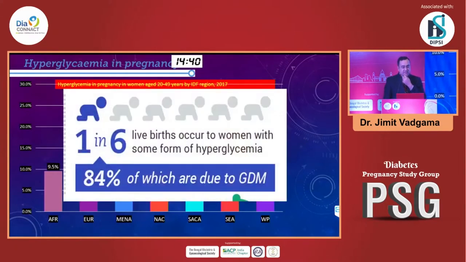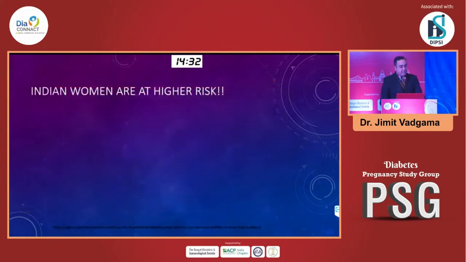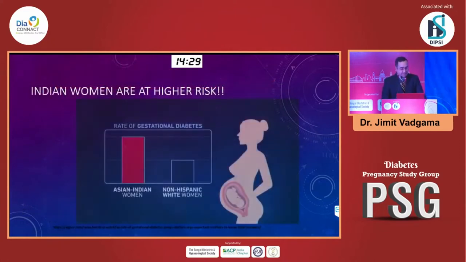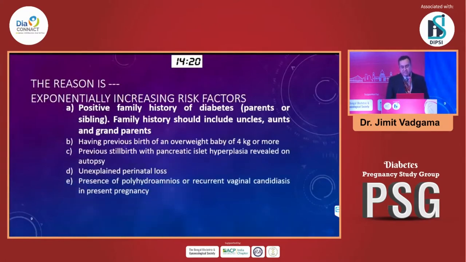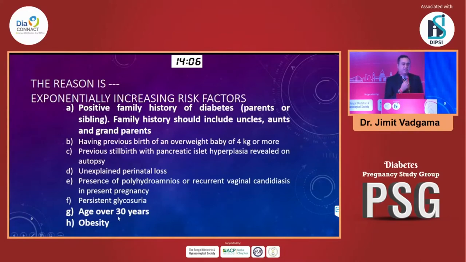One in 6 live births occurs in women with some kind of hyperglycemia, 84% of which are due to GDM. Indian women are again at higher risk. Asian Indian women are at relatively higher risk than non-Hispanic white women. The reason is exponentially increasing risk factors. Dr. Shalini has already told that positive family history of diabetes is increasing. That's why more and more pregnant women are at higher risk. Another important aspect is that women are becoming pregnant at a later age, more than 30 years, and obesity is again increasing in our population.